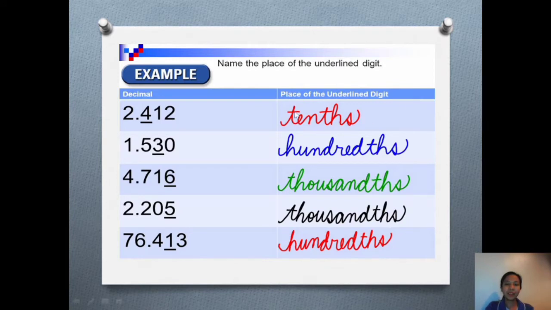So again, can you read this? Let's practice reading. Alright, tenths. Hundredths. Thousandths. Hundreds.